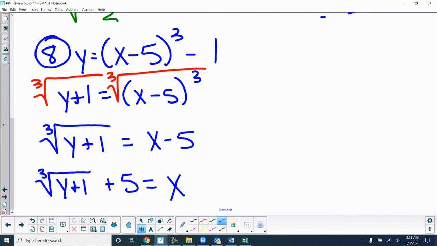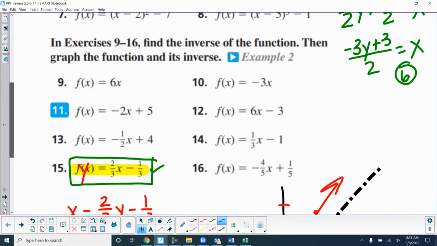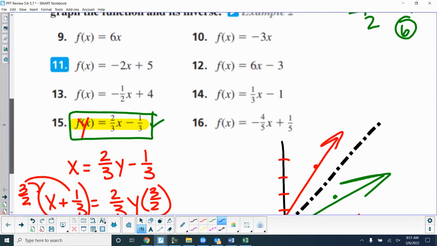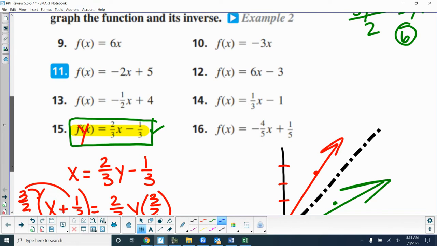All right. You're lying right now. Again, finding the inverse, we switch the x and the y, right? So number 10 was negative 1/3 x. F inverse of x equals negative 1/3 x.